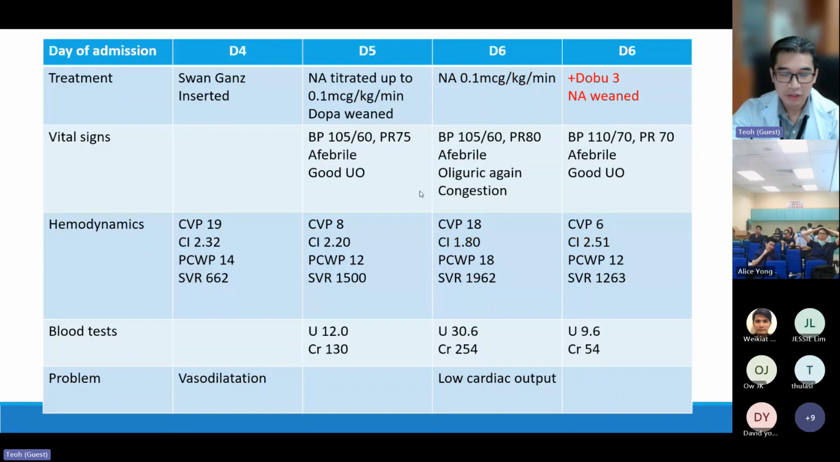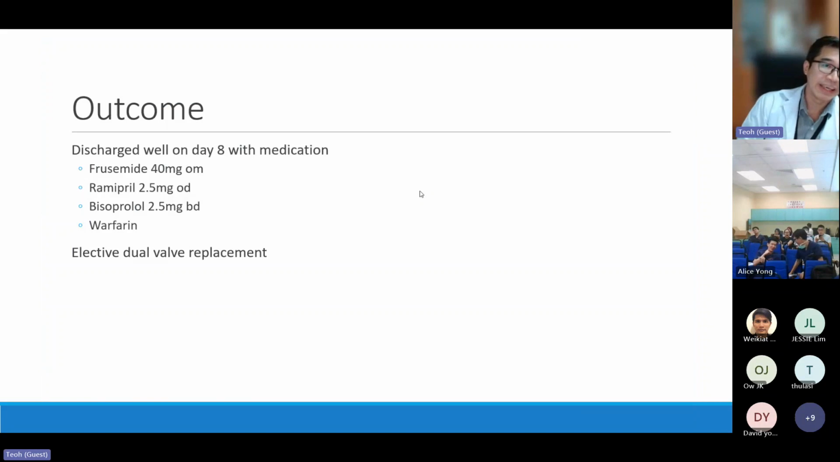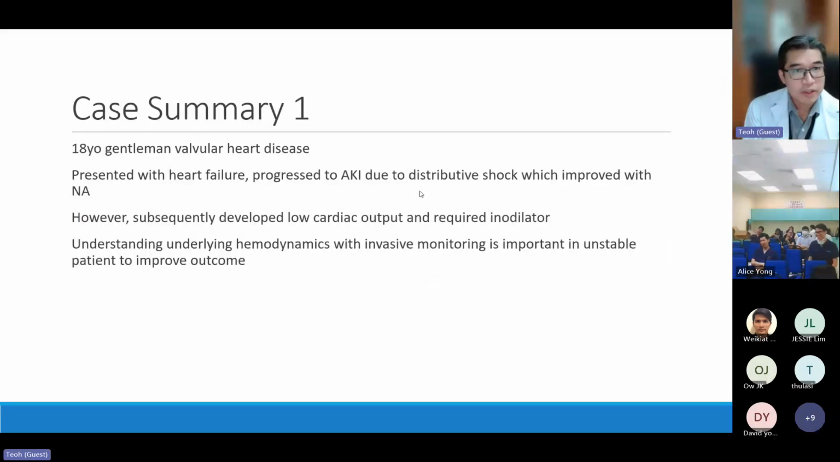Urea is better, creatinine normalized. And discharged well on day 8 after tapering off the inotropes. Started back all the medications: furosemide, ranitidine, bisoprolol, and warfarin, with a plan for elective dual valve replacement. So this is a case summary.